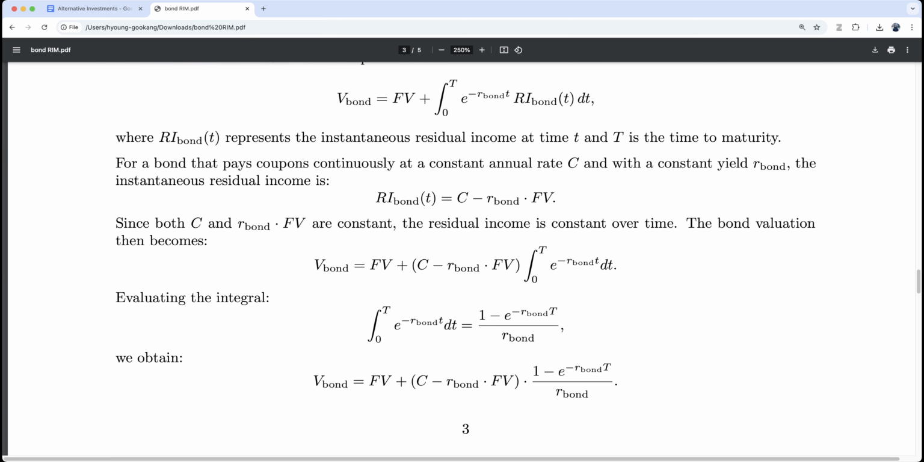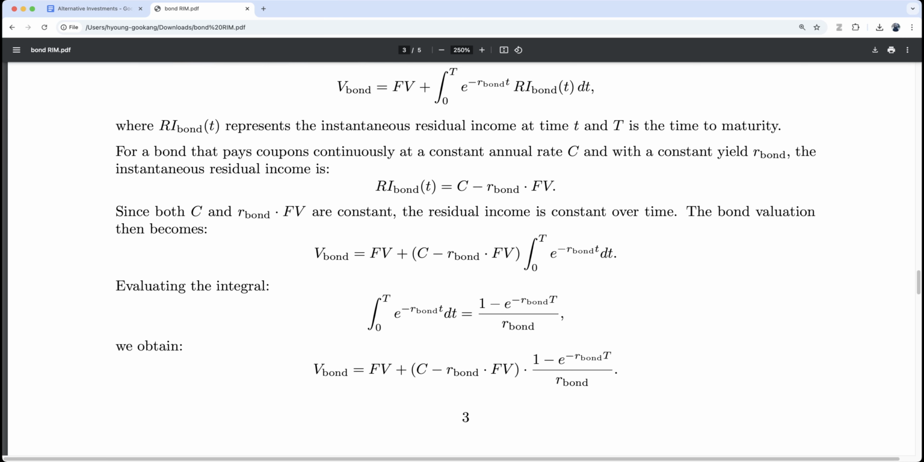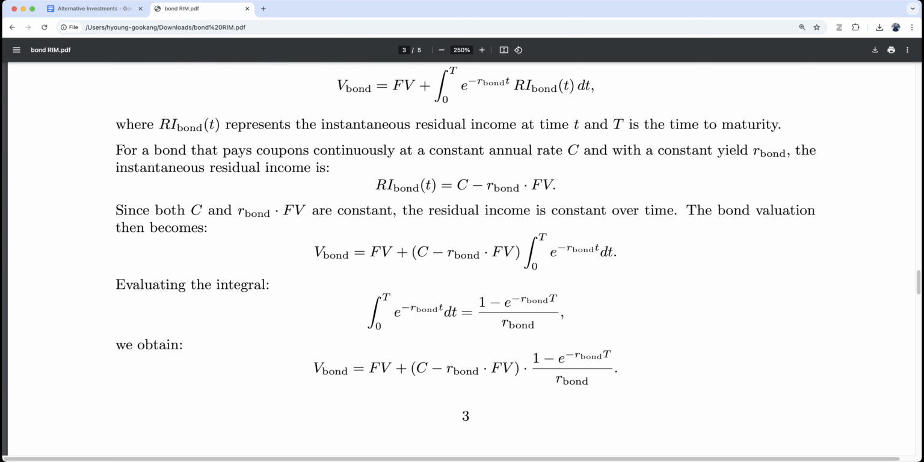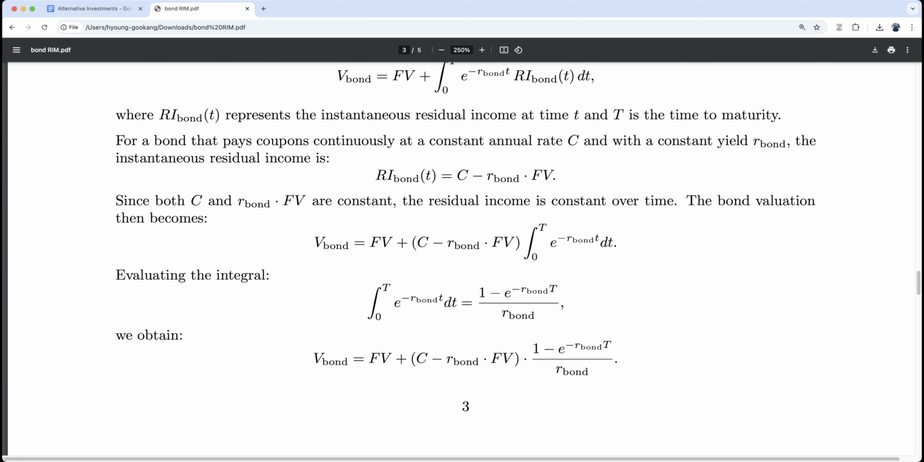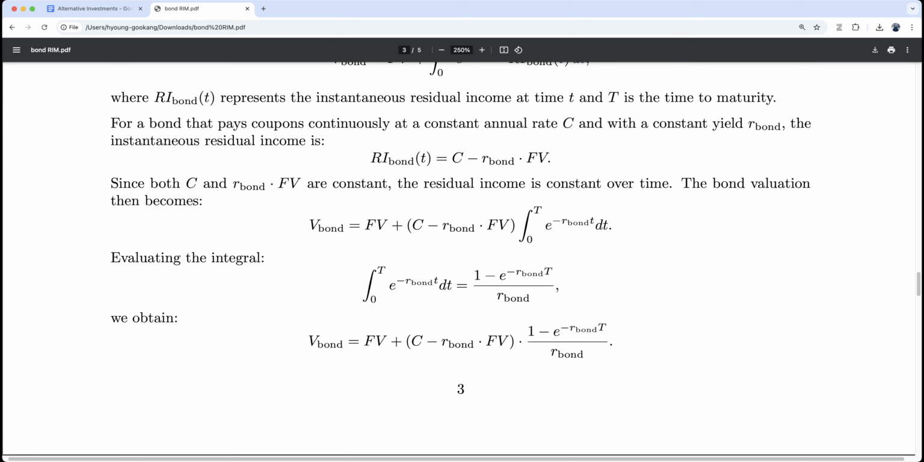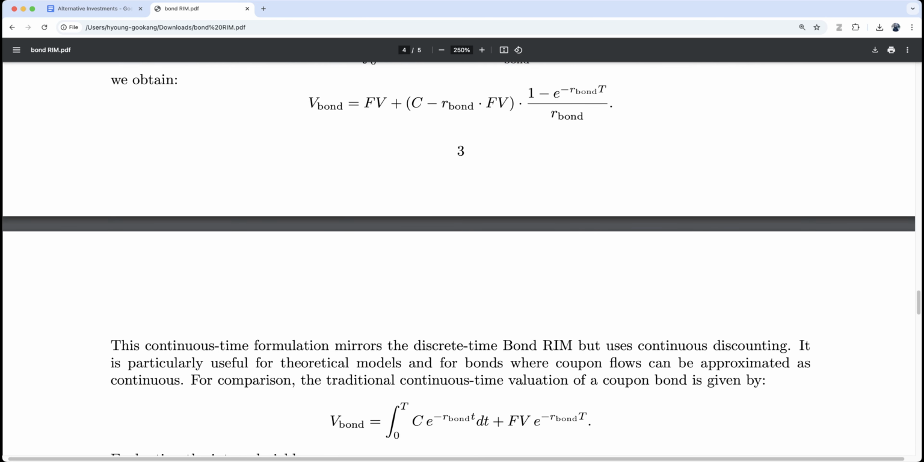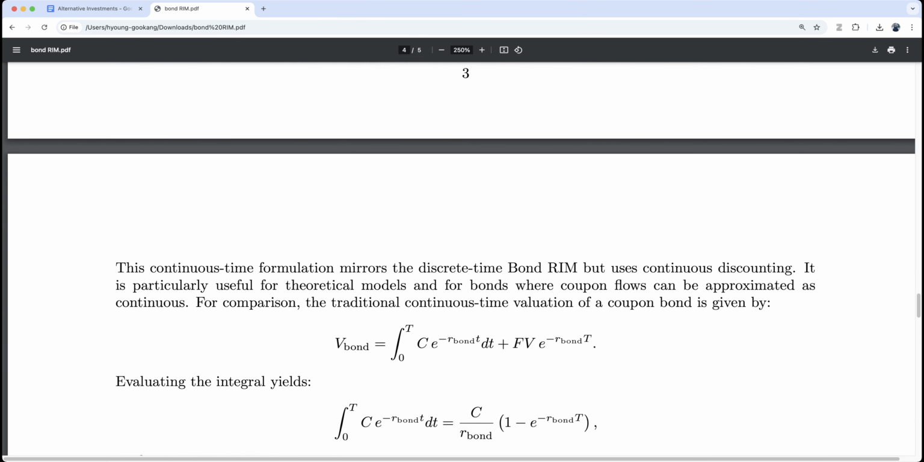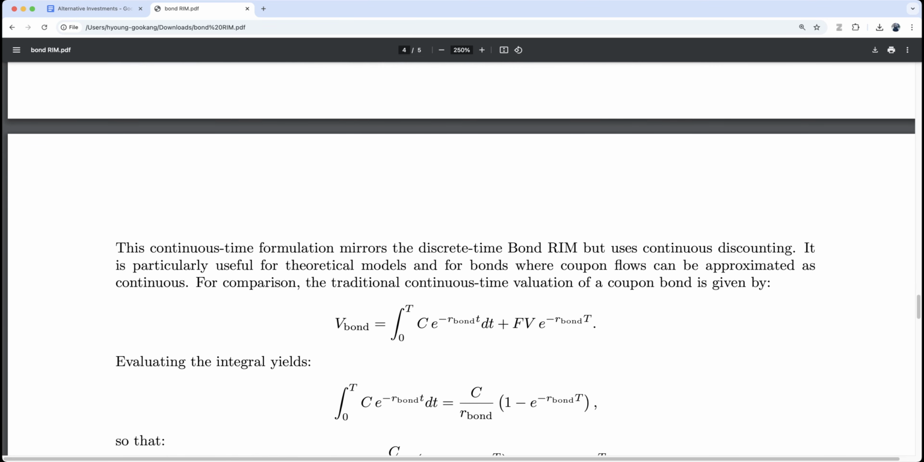Evaluating the integration is like this one. You can check this by taking the derivative of the left hand item and the right hand item. They are equivalent. We obtain V bond as FV plus the initial residual income and then this cumulative part. This continuous time formulation mirrors the discrete time bond RIM but uses continuous discounting. It is particularly used for theoretical models and for bonds where coupon flows can be approximated as continuous.